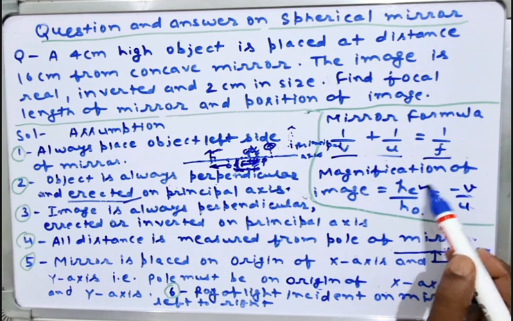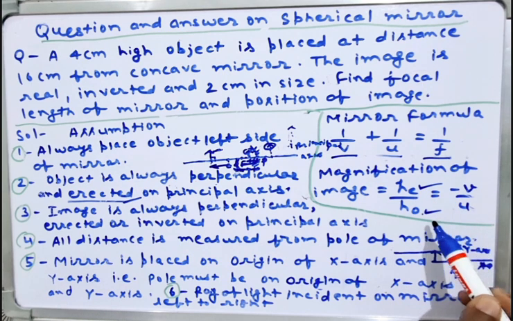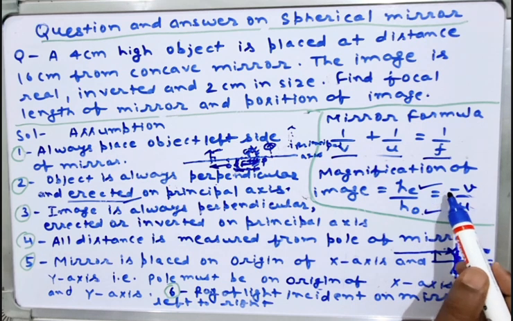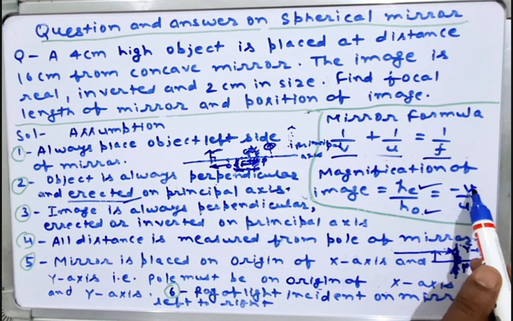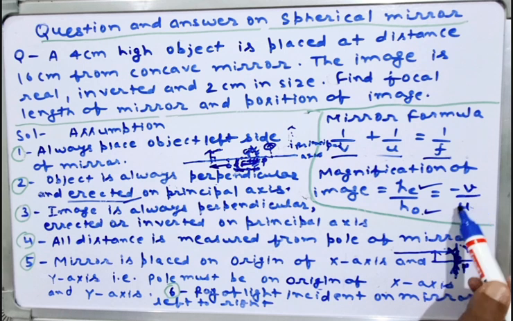See, this one is the height of the image, and this one is the height of the object, and this one is equal to minus v, the image distance from the pole, divided by u, the object distance from the pole. Okay, next we see how to solve such a question.